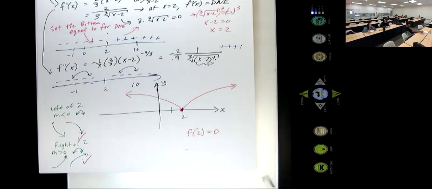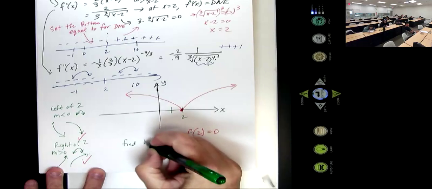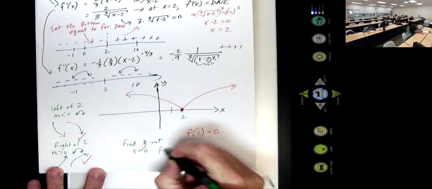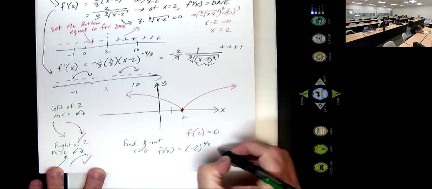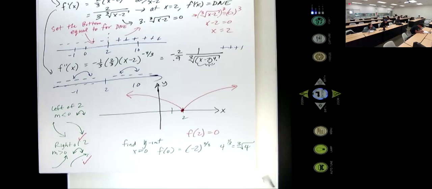What about the point where it crosses the y-axis? We can figure it out by setting the equal to 0, but that wasn't what was really different about this. So we can find the y-intercept. Find y-intercept, not by setting equal to 0, but letting x equal 0. So f of 0 is -2 to the 2/3, which is 4 to the 1/3, or cube root of 4, whatever that is. One point three, somewhere less than 1.5, I think.